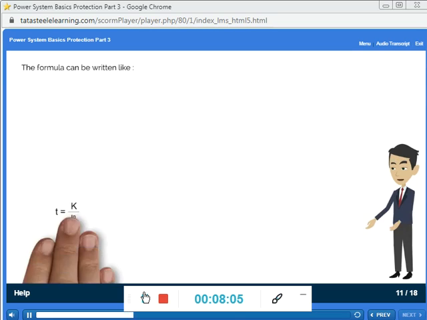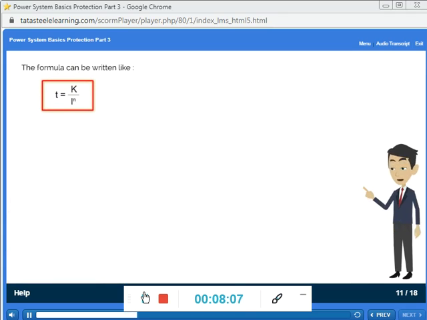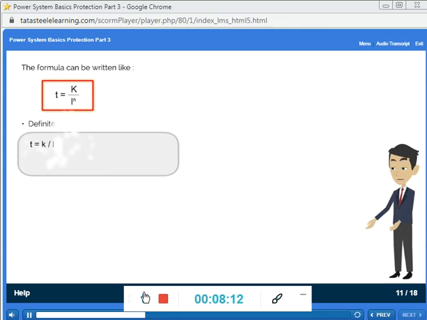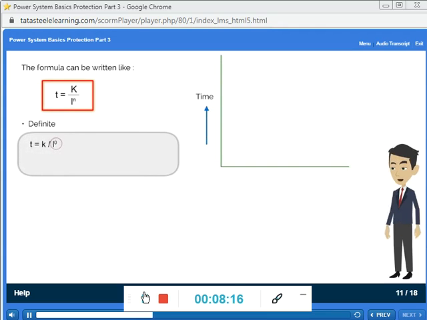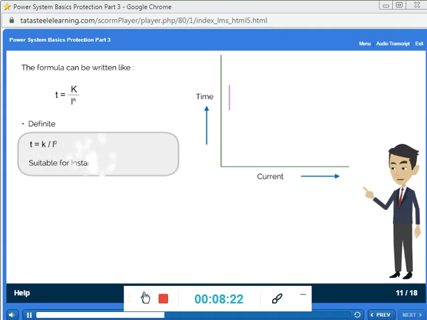The formula can be written as t = k / I^n, where n is a variable. Now, if we put n equal to 0, then it clearly shows that the time is equal to k, meaning time is constant for any amount of current. This is the definite time curve. It is suitable for instantaneous operation.